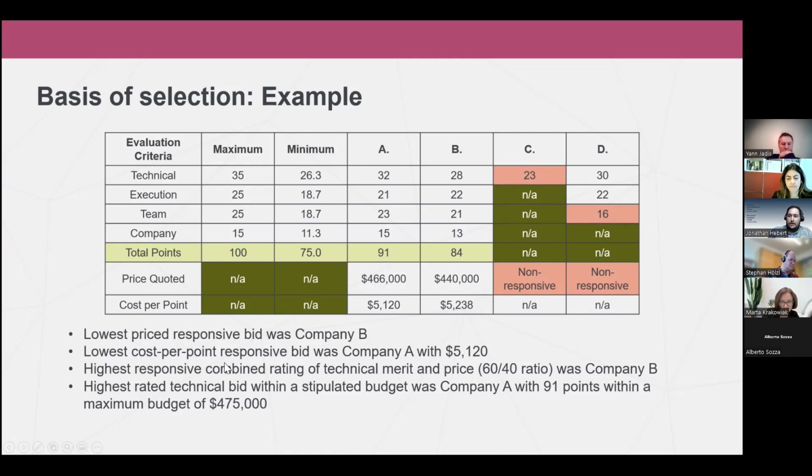If we go lowest cost per point responsive bid, it's company A, because company A has a higher score than company B. Their price was also more. However, when we do cost per point, theirs is a cheaper cost per point than company B was. So if the lowest cost per point was the evaluation method in the solicitation document, then company A is going to win at this time.